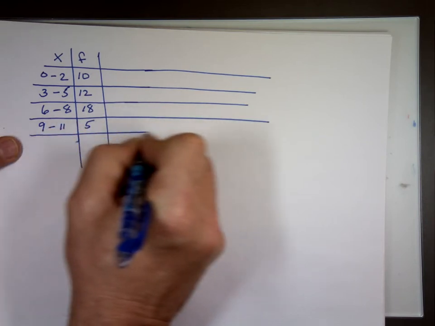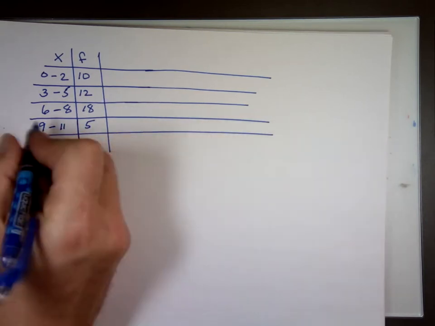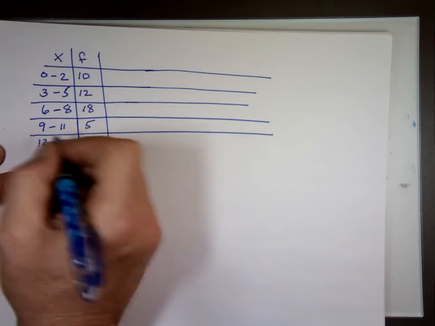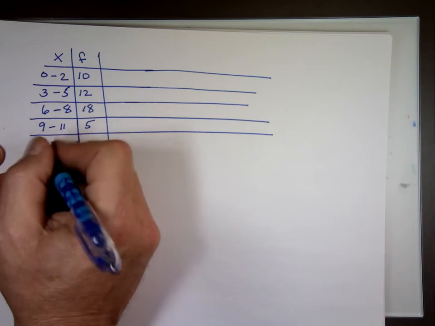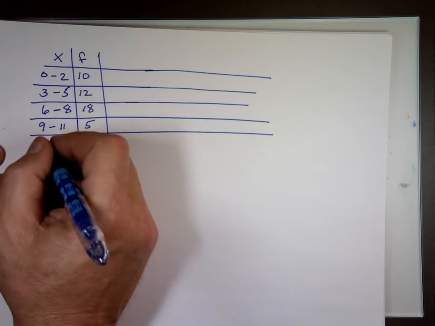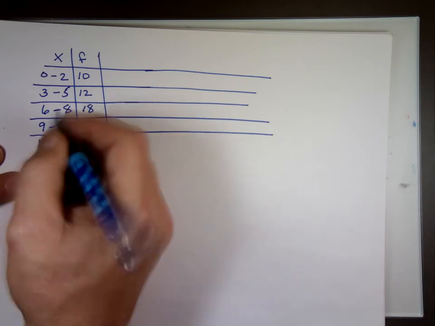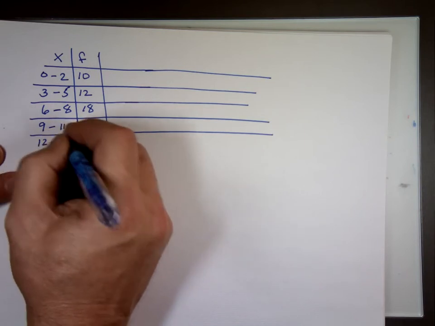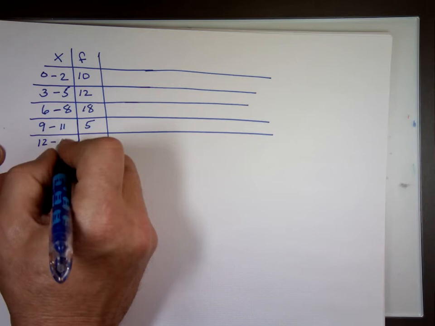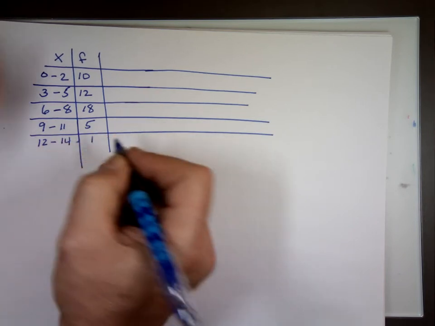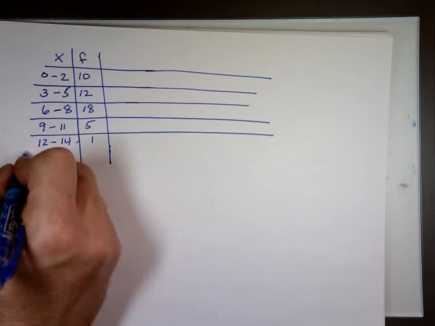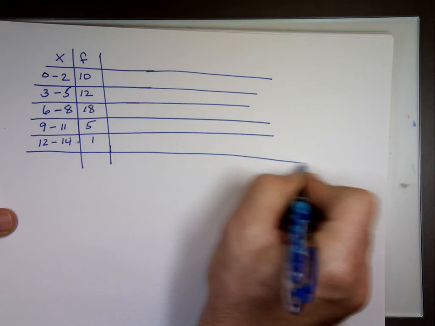And 12 to 14. Someone has 14 kids. 9 and 3 is 12. 11 and 3 is 14. Let's say we have 1. And we want to calculate the standard deviation for them.